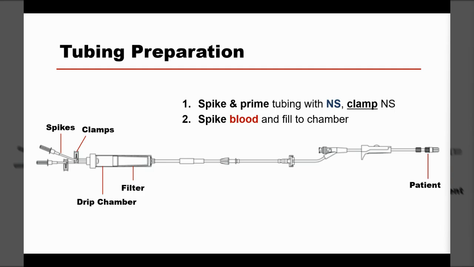When it comes to preparing that tubing, you're going to get blood transfusion tubing, and you'll notice that there's going to be 2 spikes and 2 clamps at the top, which is abnormal in comparison to your regular tubing. So you're going to clamp the spikes, and the first thing you're going to do is spike and prime the tubing with normal saline. So you go ahead and unclamp that clamp, prime it, and then clamp that normal saline again at the very top. And then you're going to spike the blood. You're going to fill that little filter or chamber and make sure that you fill it up above that filter. And then you're ready to go.